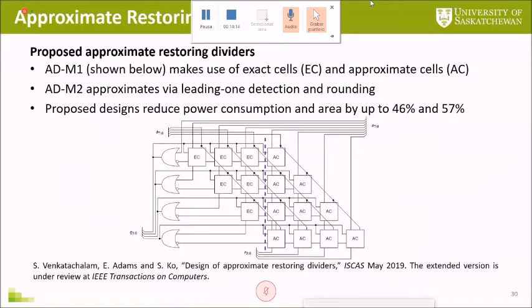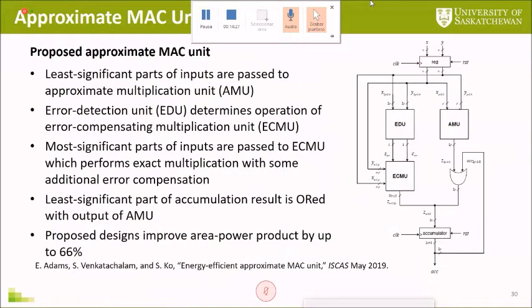We presented this work at DISCUS this year, and the extended version is also under review at the IEEE Transactions on Computing. This is an approximate MAC unit, which will be very useful and powerful for deep neural network operation. This one can improve the area-power product by up to 66%, and it has also been presented at ISCAS this year.